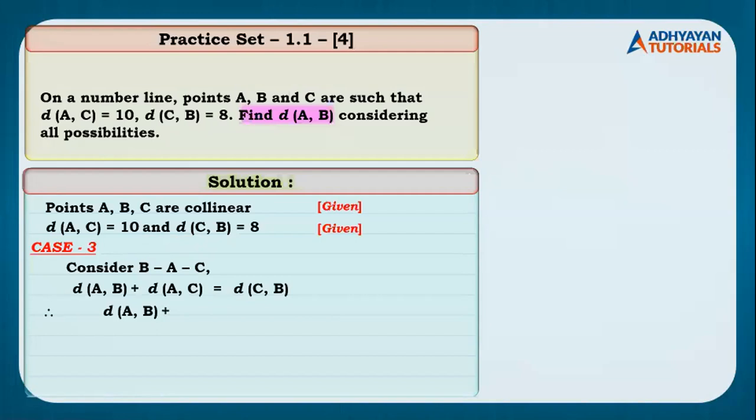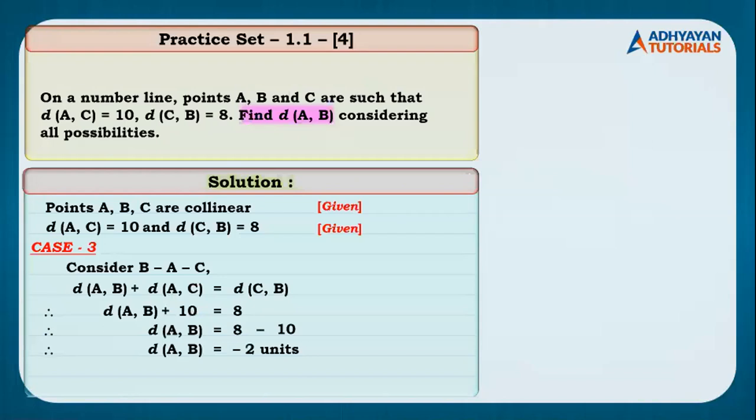Distance AC is 10 and distance CB is 8. Now children, here there are many students who make a mistake. The plus 10 has to be shifted to the right hand side in order to find distance AB. So plus 10, going on the right hand side, will become minus 10. So what is 8 minus 10? The answer is minus 2.